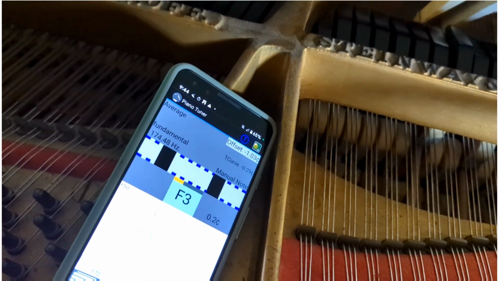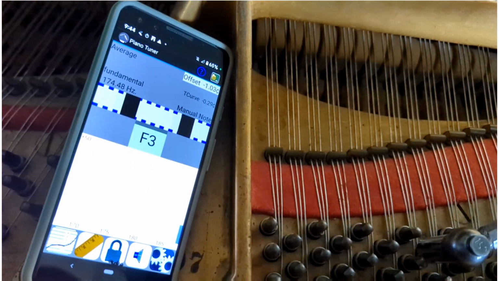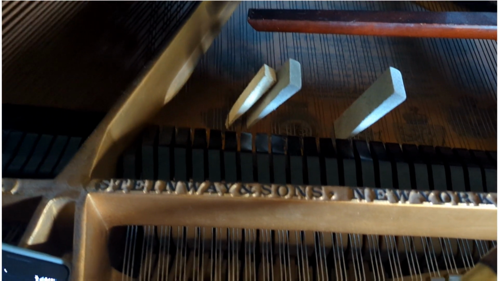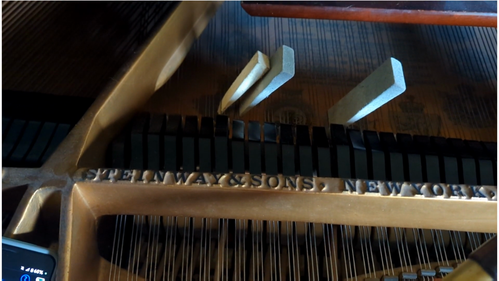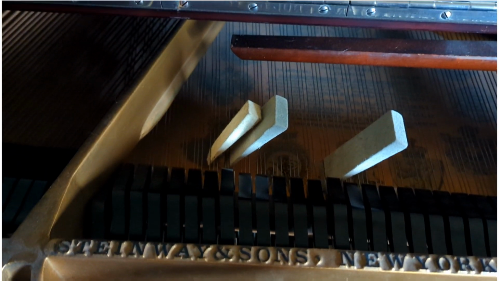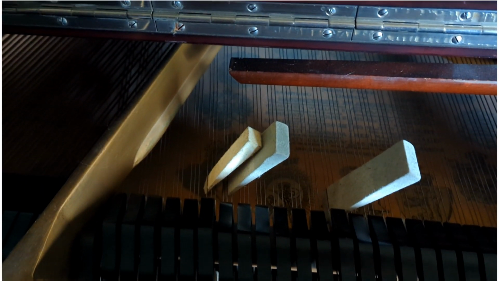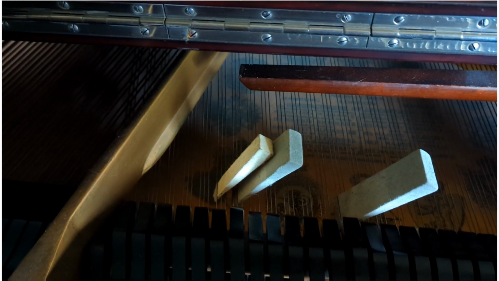F3, F sharp 3. Now it also might be interesting to listen to the fifth. Now here's the fifth. This is with F3. This is with F sharp 3. F3, F sharp 3.